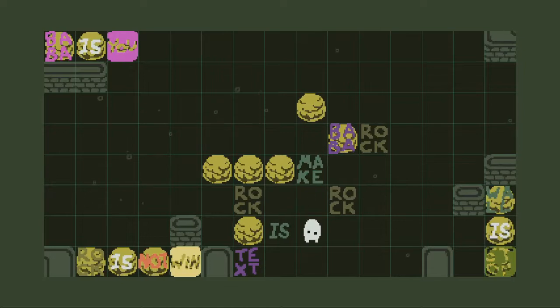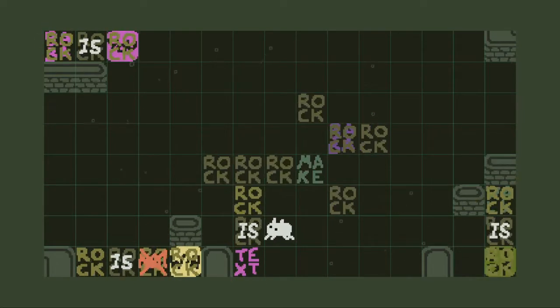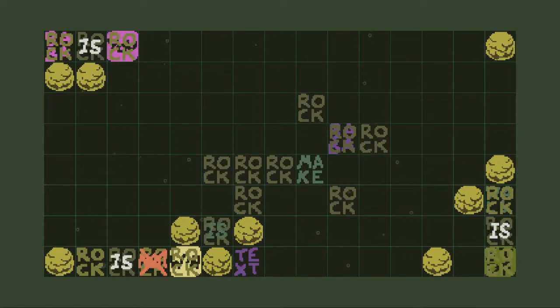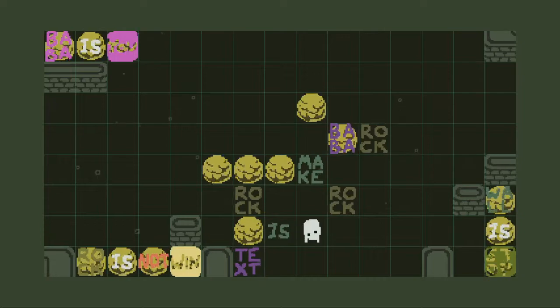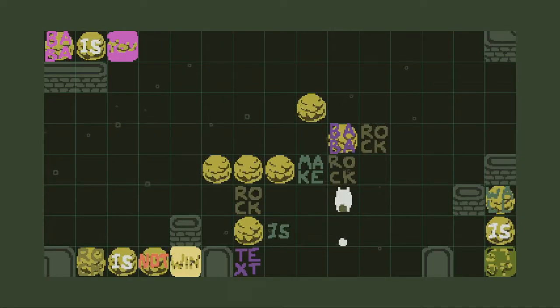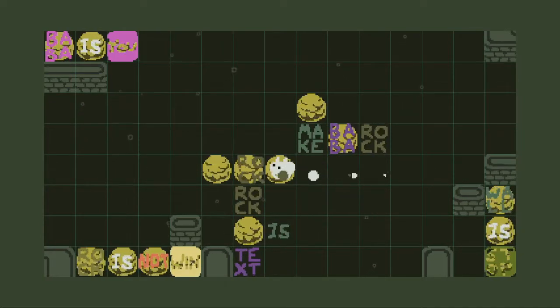So what if I reorient things here where Baba is pushing the is to the left? So rock is text. I push the is to the left again, and now there's a rock there. And I push the is to the left again, and there just wasn't the word rock above it. But otherwise, that was fine. So I believe this will actually work then.